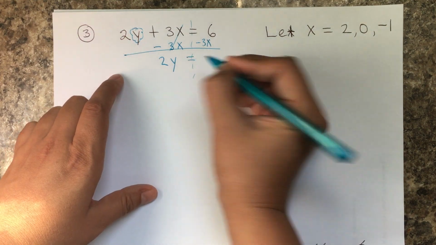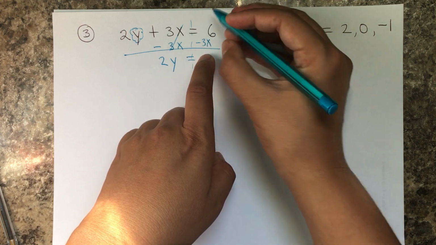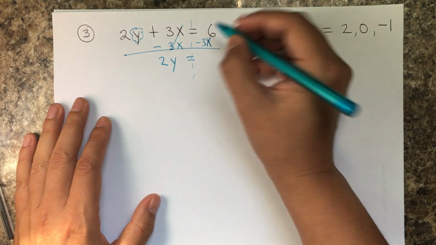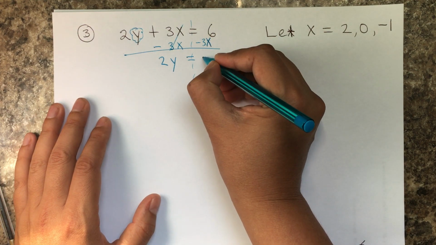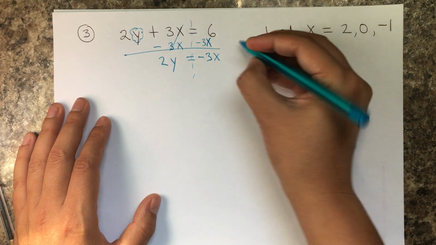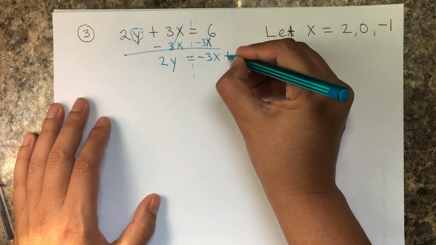Todavía no nos podemos eliminar ese 2. These are not like terms. This one has a variable, this one doesn't. They're not like terms. So I'm just going to bring down the term with x, negative 3x, and bring down the 6. Since we don't have anything, we need to put the plus in there.